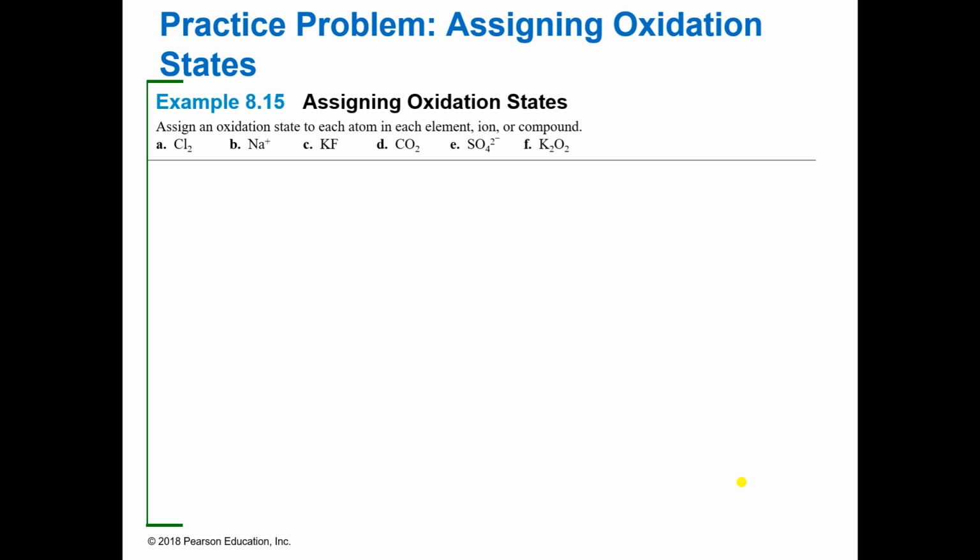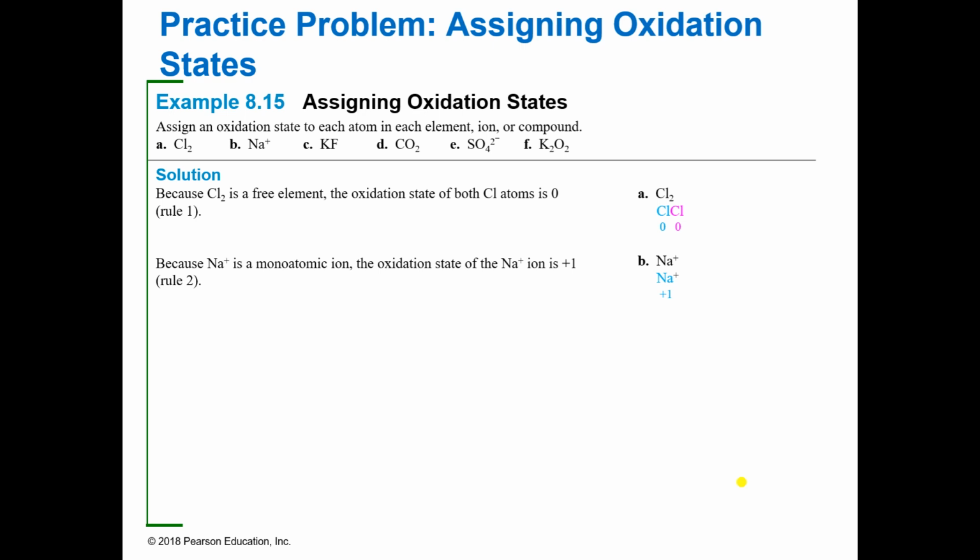So here are just a few examples of assigning oxidation numbers. If we look at Cl2, because Cl2 is a free element in its standard state, just as it appears naturally in nature, its oxidation number will be 0. Remember, Cl2 naturally occurs as a diatomic. Next, Li is a monoatomic ion. Because it's a monoatomic ion and a group 1 metal, it will take on an oxidation number equal to its charge, which is +1.